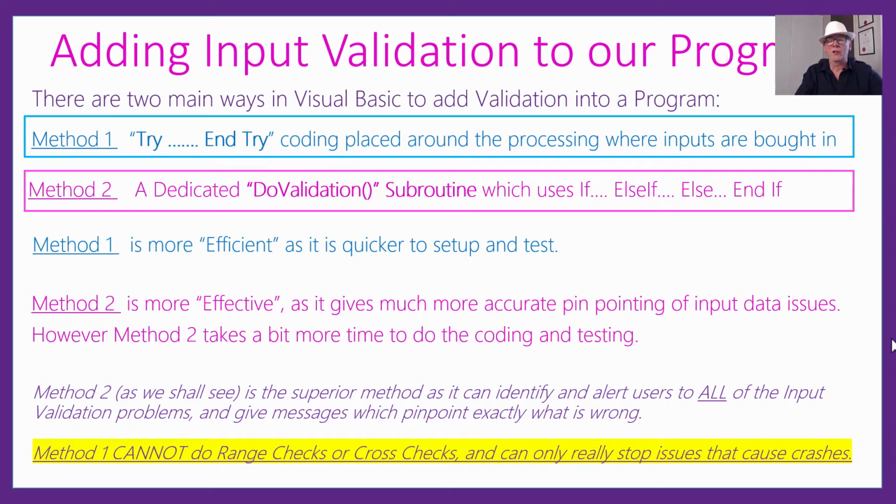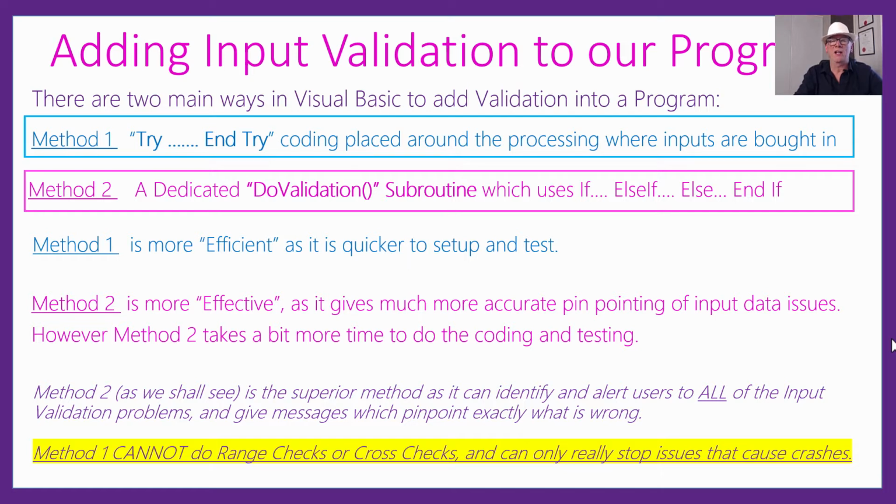It can identify and alert users to all of the input errors that are a problem on the form. So method 1, the try, end try, cannot do range checks or cross checks. It can't check that if they've put centimeters in for lengths, the width is also centimeters, okay? It can only check if there's a number type or if there's blank, but it can't do cross checks and other things we need to do as well. So it's not really the best method.